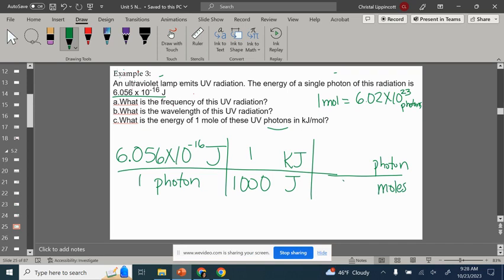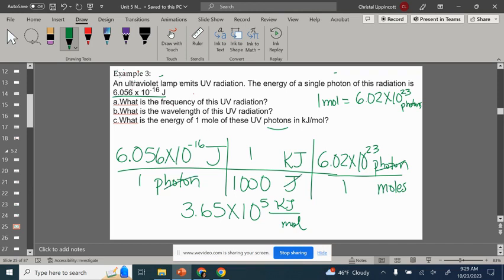I know for every 1 mole, I have 6.02 times 10 to the 23rd photons. See if you can do that math in your calculator and come up with the correct answer. You should come up with 3.65 times 10 to the 5th kilojoules per mole. Photons cancel, joules cancel.